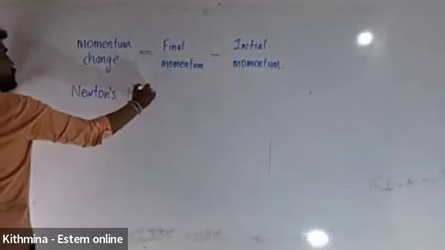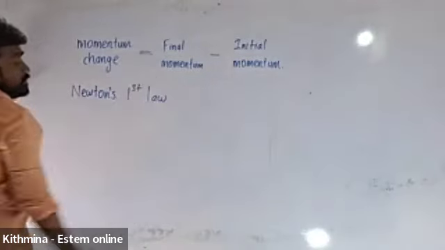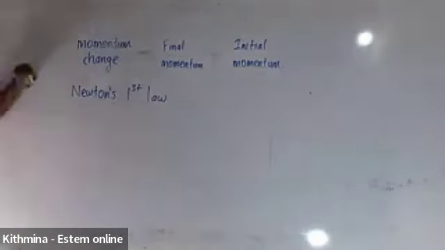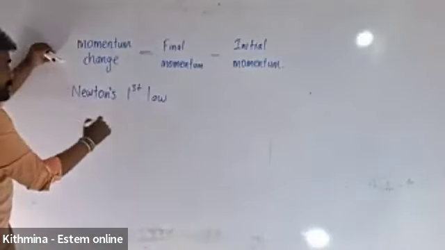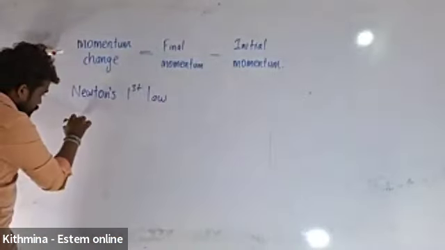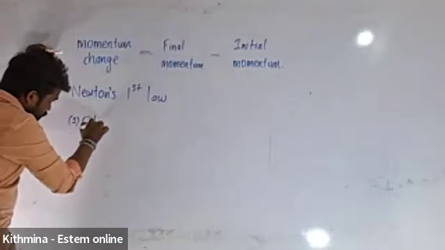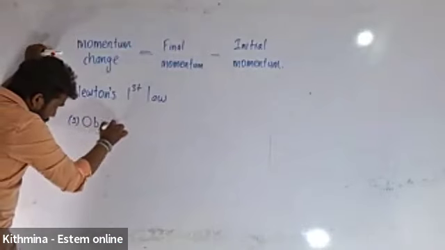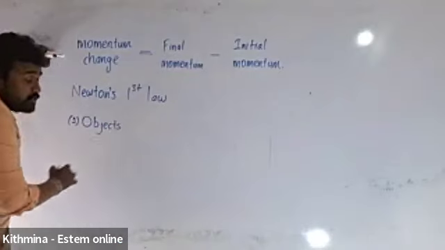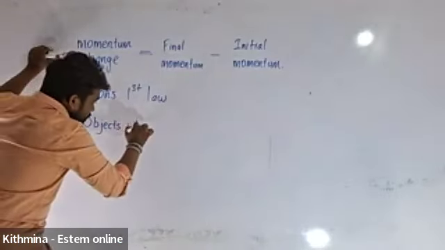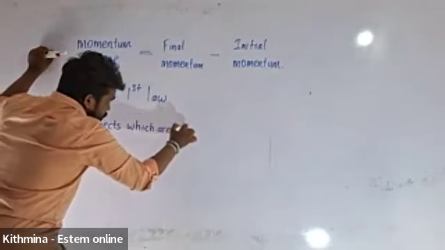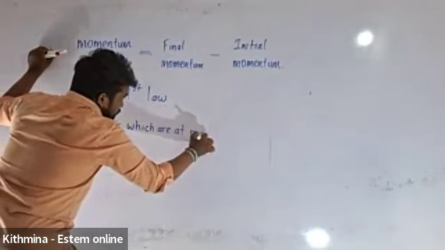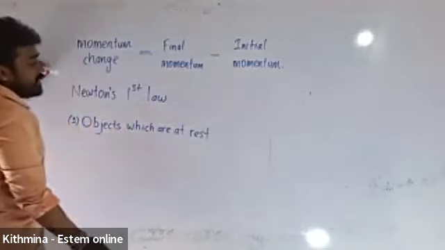What is Newton's first law? Newton's first law, Newton stated about number 1. Objects which are at rest.